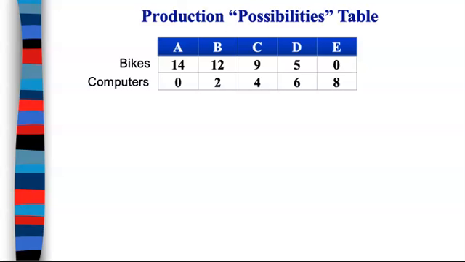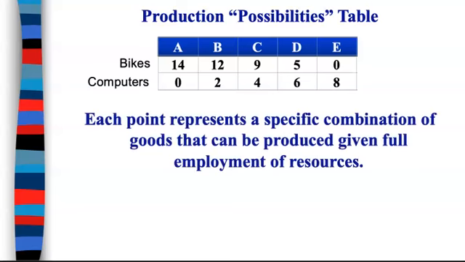So let's say that you decided to go into business for yourself, and you wanted to make one of two things, either bikes or computers. The following table shows the various different amounts of bikes and computers that you could possibly make using all of your available resources. For instance, if you spent your entire day making bikes, you could make 14 bikes, but you would have no time to make any computers. Conversely, if you spent your entire day building computers, you could build 8, but you could build no bikes.